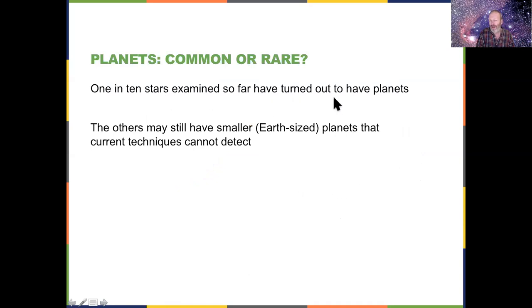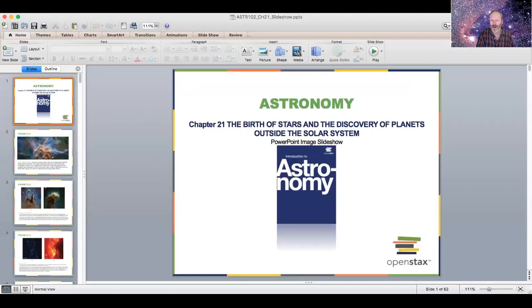One in 10 stars examined so far turn out to have planets. That number actually keeps changing. So we're speculating, based on what we've seen, that probably 1 in 2 stars have planets out there. And we keep finding more and more and more Earth-sized planets as our detection abilities get better and better. So there's quite a lot of stuff out there.